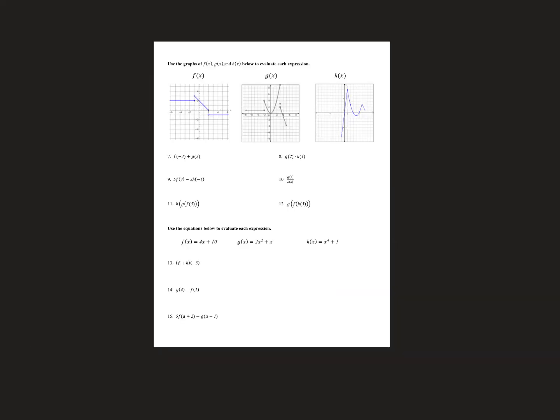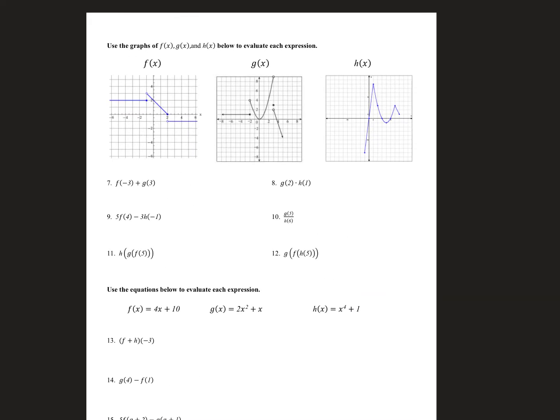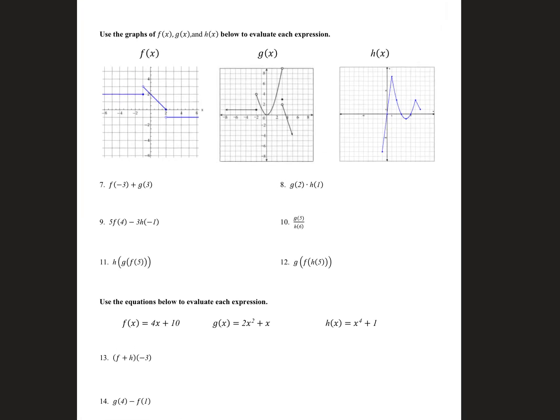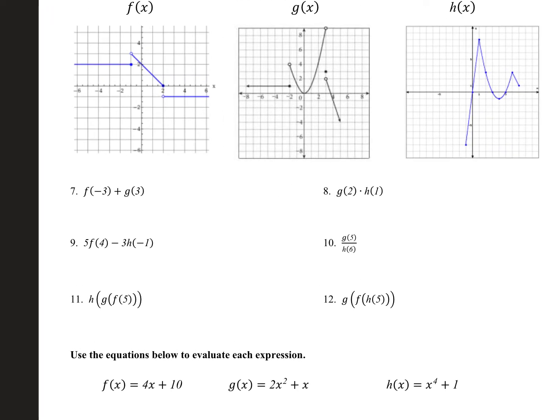All right, moving forward. Up top, it says use the graphs of f(x), g(x), and h(x) in order to evaluate each expression. Number 7, f(-3). So that's saying when I plug in x to be -3 in the function f, what do we get out? At -3, so if I go to the left 3, the corresponding y value is at 2.